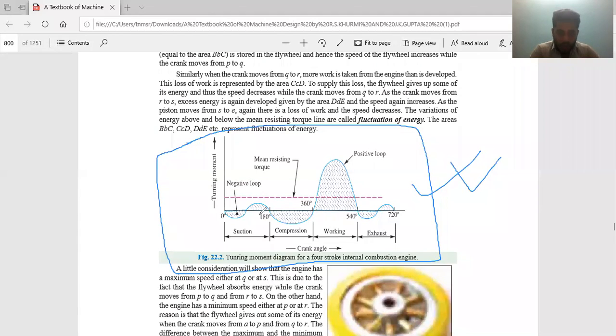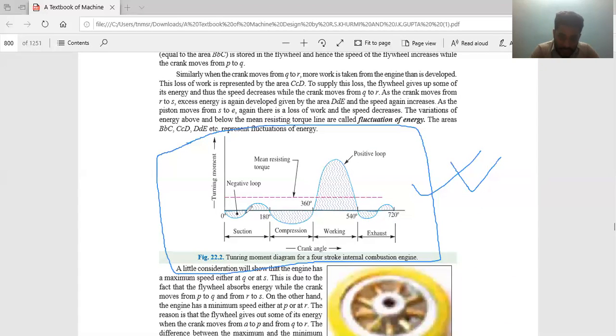Turning moment diagram is also known as T versus theta diagram. Theta is your crank angle. Initially the valve gets opened. When the valve gets opened during the suction stroke, that means when the crank has traveled 180 degrees, you will get such a curve. Again, during the compression stroke, once you compress, you will again get some fluctuations. During the expansion stroke, we get the maximum work done. So you are getting a positive loop, and the peak is very high. And the last one is your exhaust.